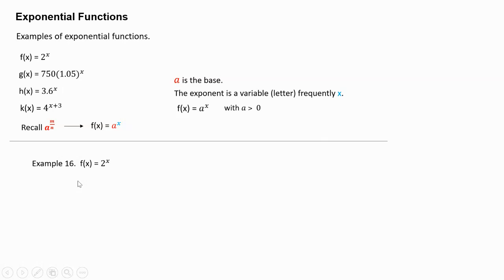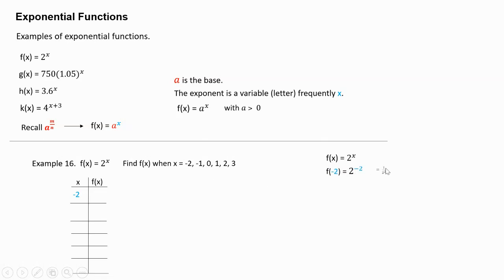So this is how you graph an exponential function. It says find f of x when x equals -2, -1, 0, 1, 2, and 3. So these are the values that we're going to use for x. Let's do ourselves a little table. So when x is -2, we're going to evaluate f of -2 on the function, plugging in -2 for the x. So the answer will be 1/4. So when x is -2, y is 1/4.